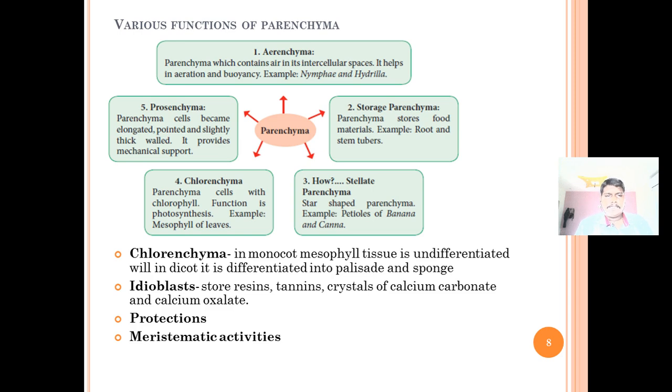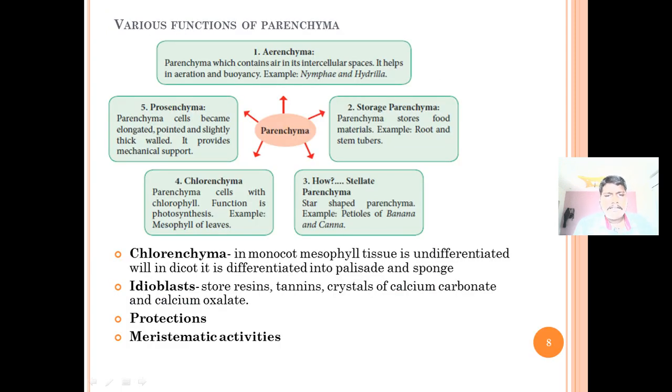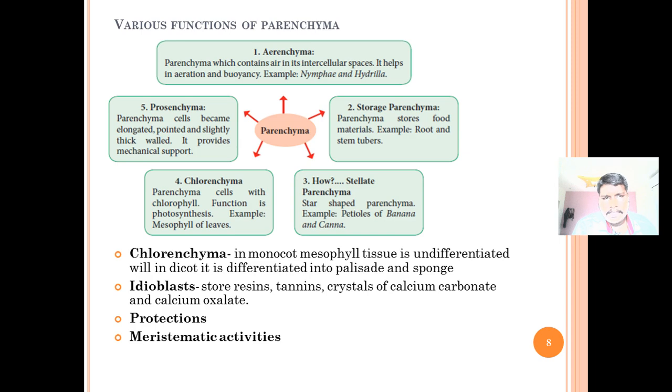Then chlorenchyma. Chlorenchyma is a kind of parenchyma in which chlorophylls are present, so this parenchyma is involved in the photosynthesis process. This chlorenchyma is well differentiated into palisade and spongy parenchyma. And prosenchyma: prosenchyma is an elongated, pointed one. This will provide mechanical support.